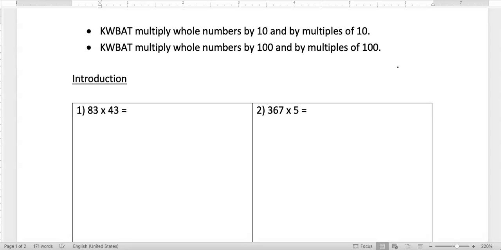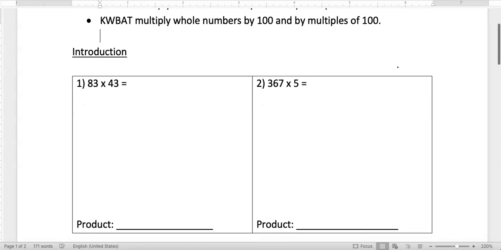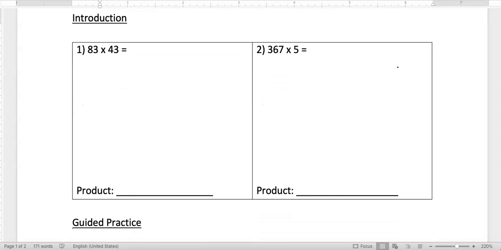Make sure you pause the video if you need to. Make sure you also have your pencil and your paper next to you because this work cannot be done without it. Let's go ahead and get into our introduction problems.